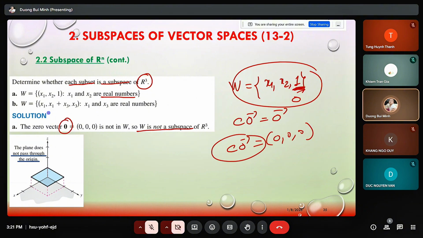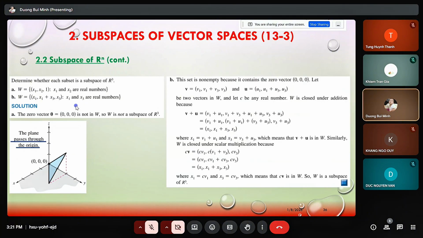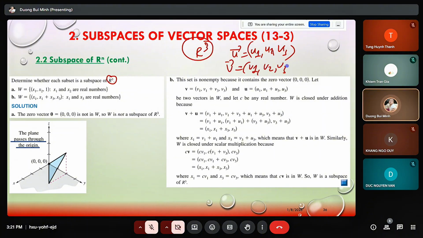How about this one? Yes. Why do we say yes? This is R3, right? That means every vector will have 3 dimensions. So if we have vector U, we have U1, U2, and U3. We have vector V, we have V1, V2, and V3.